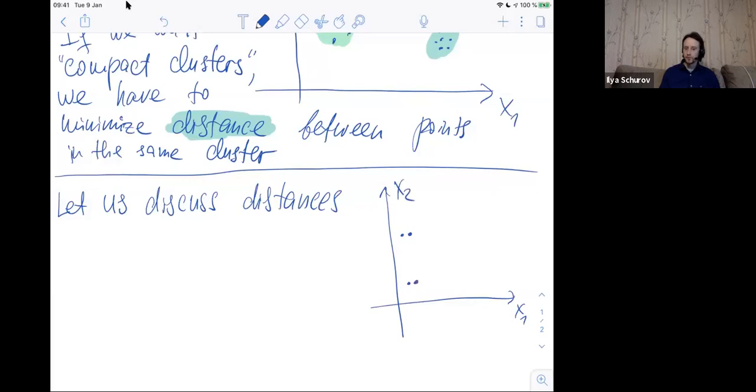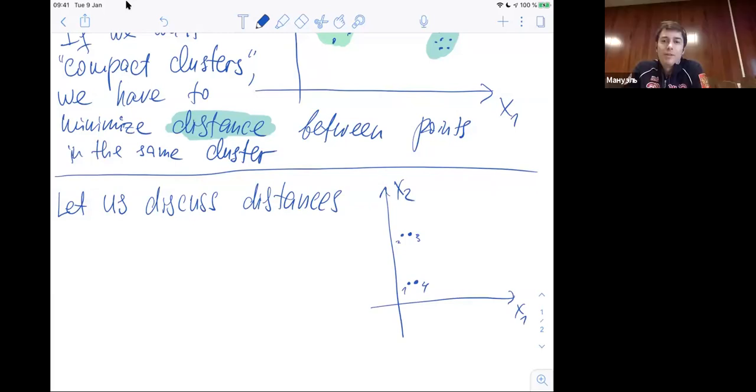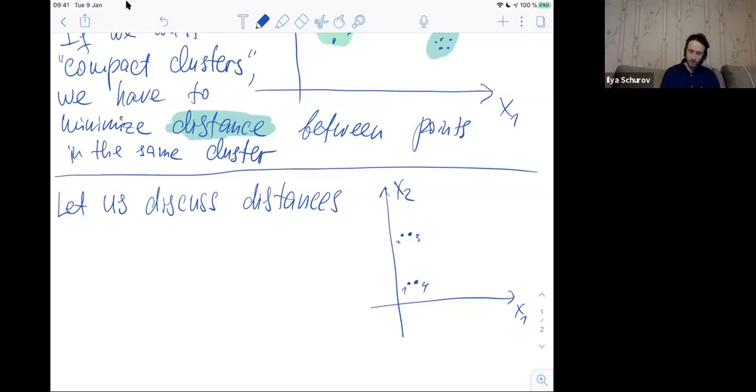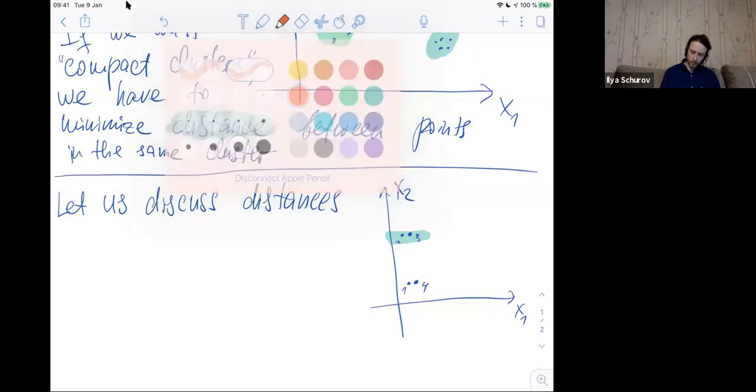How would you cluster these 4 points? Let me enumerate them: 1, 2, 3, 4. What is the natural clustering of these 4 points from your point of view? By pairs: 2 and 3, and 1 and 4. Yeah, 1 and 4, and 2 and 3. This is one cluster, and this is another cluster.